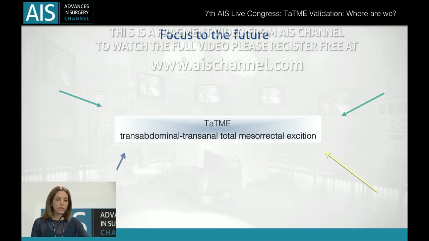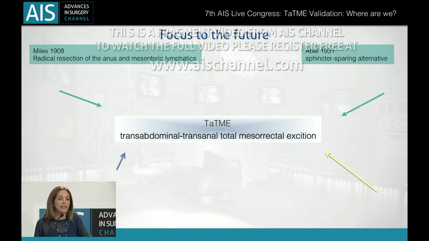But for me, I think it's really important to know what was the beginning, which are the paths that brought us to this point, to the transanal total mesorectal excision. On one side, we have to focus on the surgery for rectal cancer that began its way at the beginning of the last century with the radical resection for the anus and mesentery limbs, or the sphincter sparing alternative described by Abel.